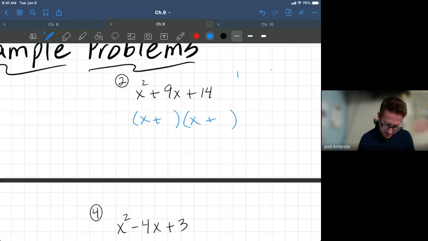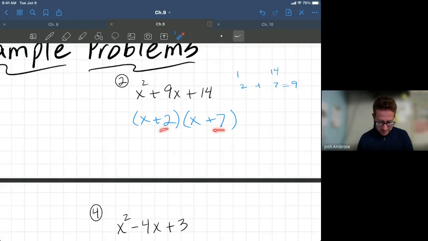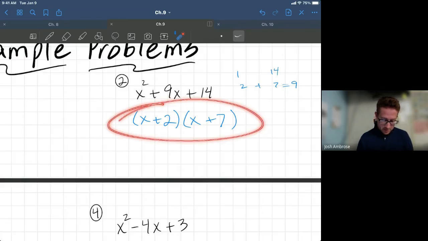1, 14, 2, 7. So far, we're just working with some pretty easy factors. When I'm adding together 1 and 14, I don't make 9, but 2 plus 7, this works. That does equal 9, 2 and 7. All right, check it. 2 plus 7 equals 9. 2 times 7 equals 14. That's it. That one works.